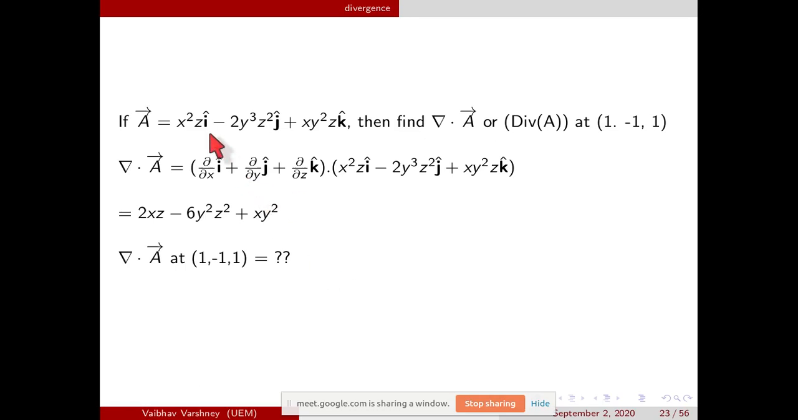This problem we did related to divergence. We have one vector A, x square z i cap minus 2y cube z square j cap plus xy square z k cap. We have to find del dot A at 1, minus 1 and 1. So when you del dot A, del by del x operates only on the first term, so it is 2xz, and because it's a dot product of two vectors, the result will be a scalar. There is no i cap, j cap and k cap in the result. Del by del y operates on this, 6y square z square. Del by del z operates on this, it is xy square. So after putting 1, minus 1 and 1, you can write the value of del dot A. So this point is clear.